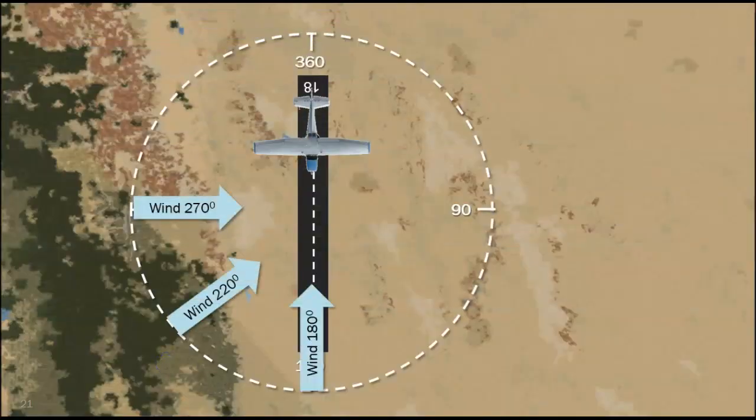So here's an illustration of a headwind versus a crosswind. You can have a direct crosswind of 270 degrees if you're taking off on runway 18, which points 180 on the compass, or you can have a slight crosswind from 220 degrees, or you may not have any crosswind but just a headwind of 180 degrees.